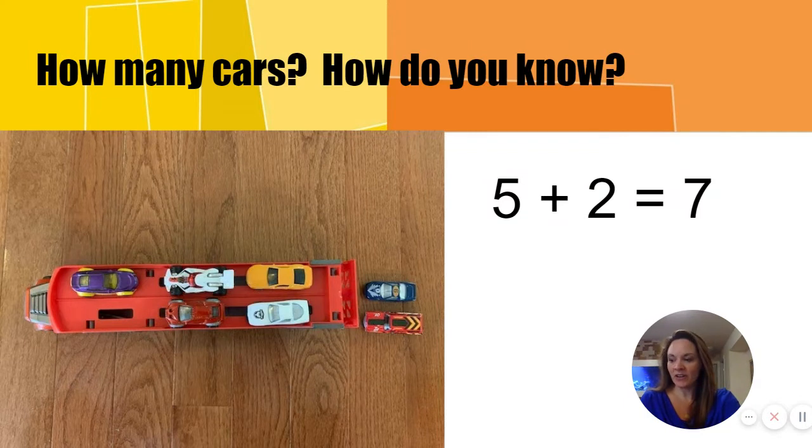There are 7 cars. 5 cars are on the car carrier and 2 cars are next to it. We can use the counting on strategy by thinking aloud. 5, 6, 7. 5 and 2 more is 7. Counting on is a great strategy to use when we are adding or subtracting a small amount, such as 1, 2, or 3.